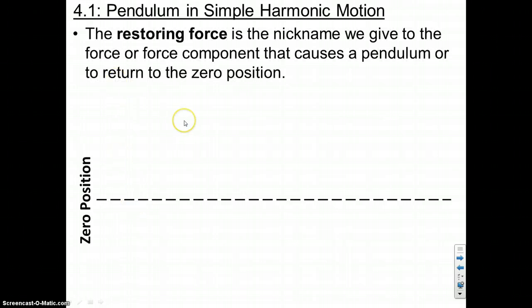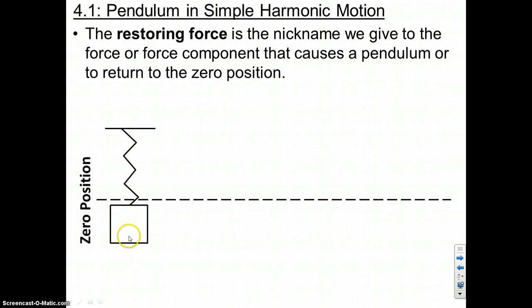Okay, the restoring force is the nickname that we give to the force, or to the force component, that causes a pendulum to return to the 0 position. It doesn't just apply to a pendulum, it applies to masses on springs and any other example of simple harmonic motion. So let's say we have this 0 position here, and we have stretched this mass down so that the spring is beyond the 0 position. It's not at the 0 position or the relaxed length.